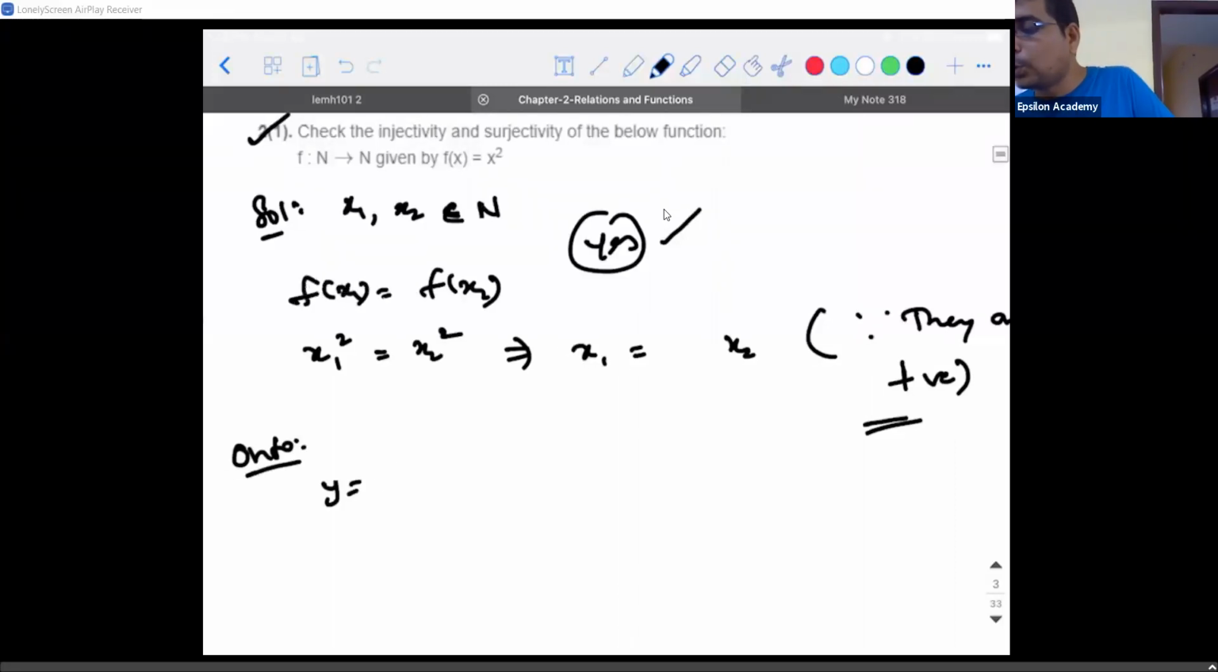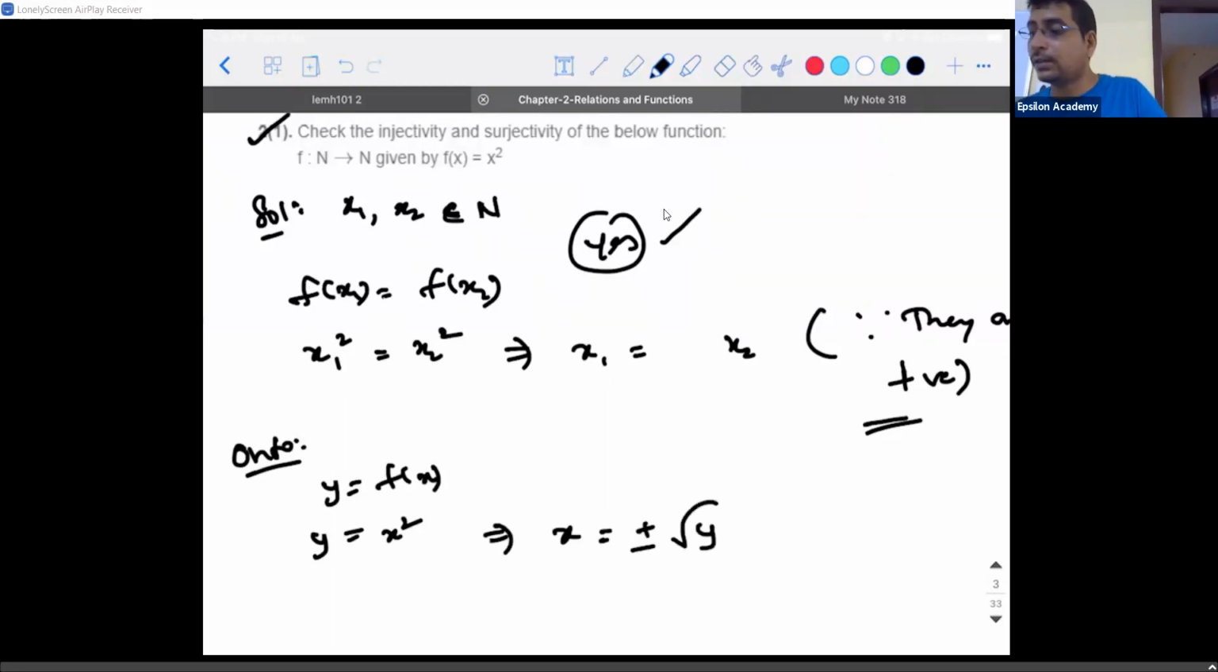Consider y is equal to f of x. So y is equal to x square, which implies x is equal to root y. Again, a common mistake we make is writing plus or minus root y, but minus need not be taken into consideration.